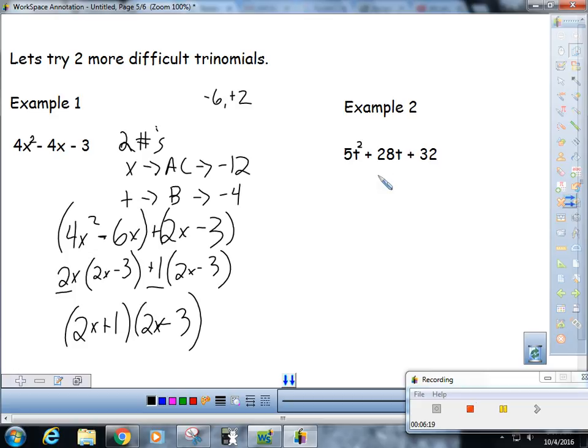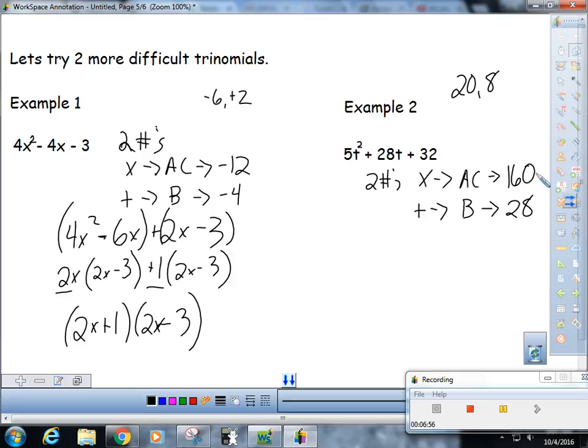Okay, two numbers. They multiply to be AC, which is, holy cow, 5 times 32 is 160. They add to be B, which is 28. Two numbers that multiply to be 160 and add to be 28. That is 20 times 8. 20 times 8 is 160. 20 plus 8 is 28. Okay, so that's how we're going to split the middle.